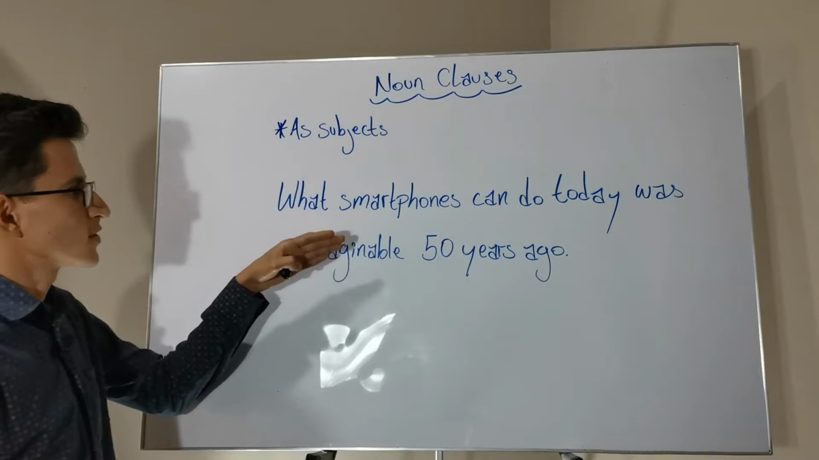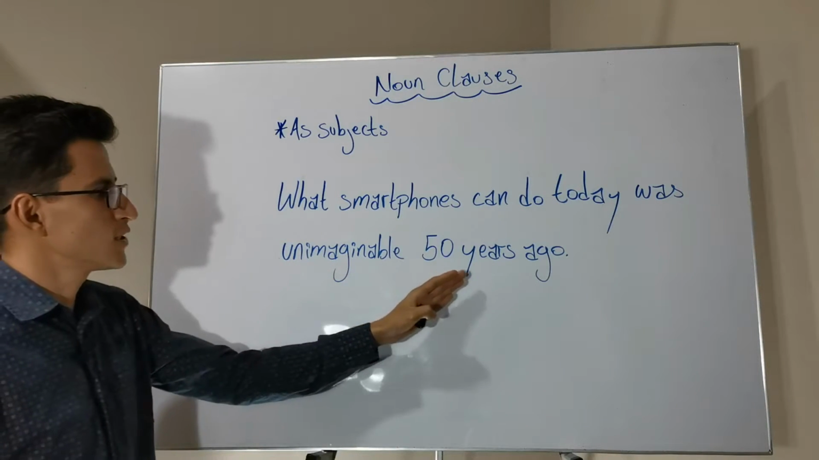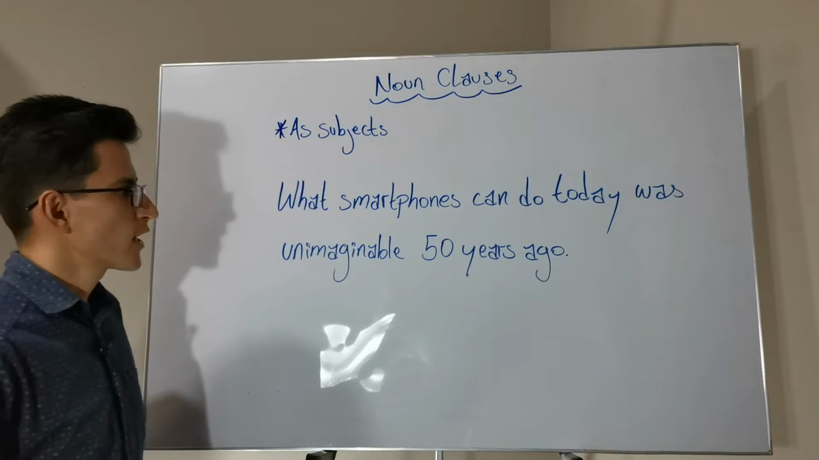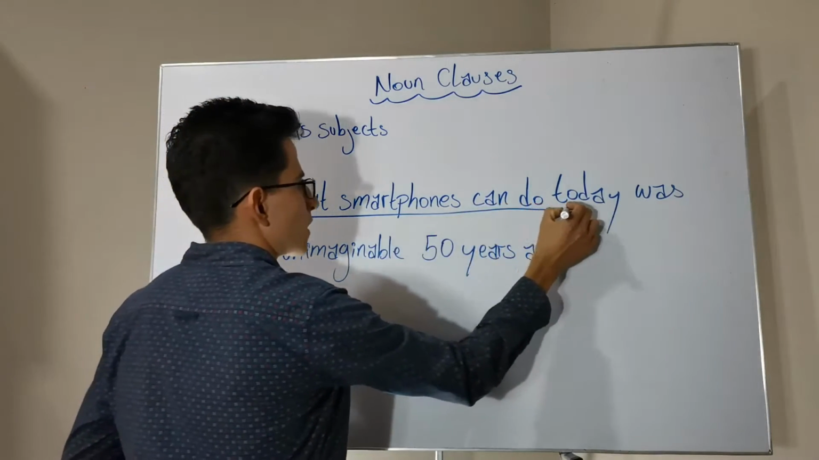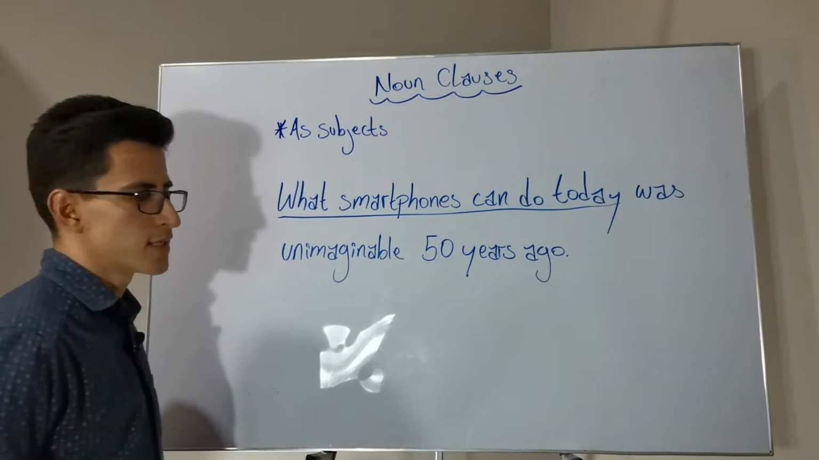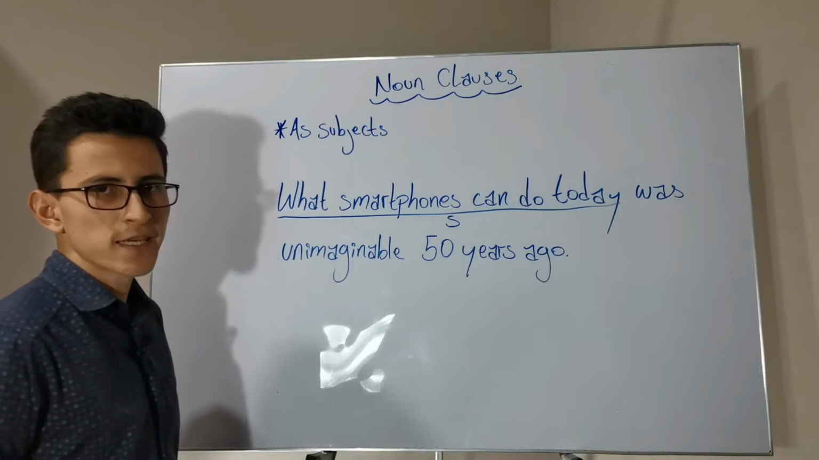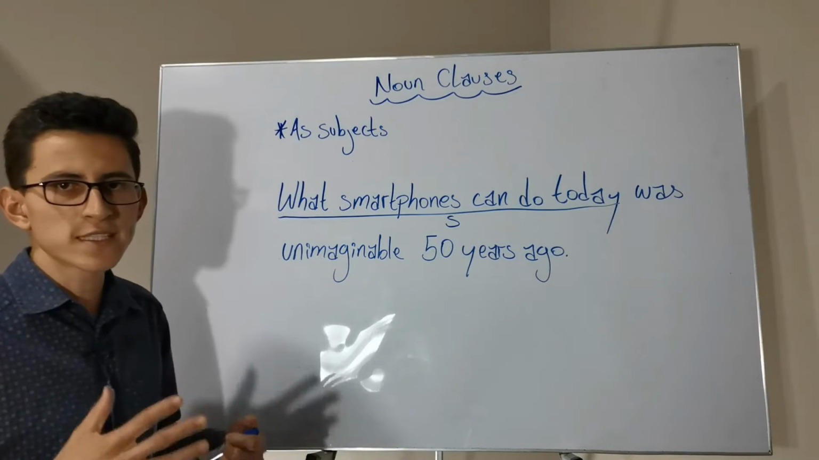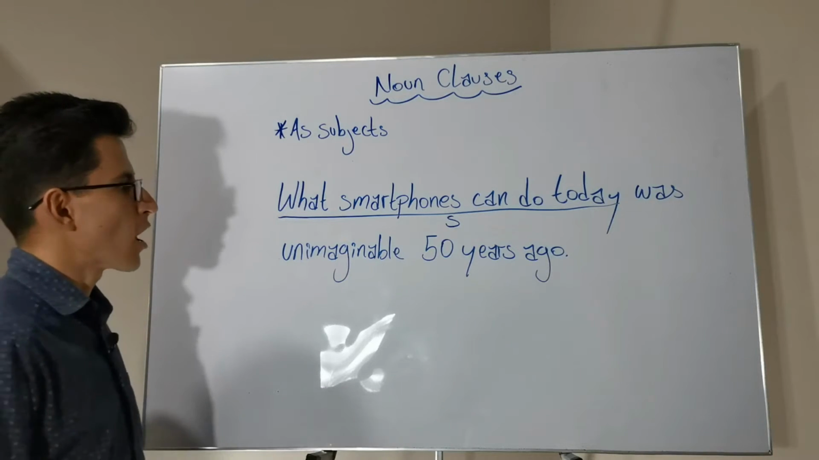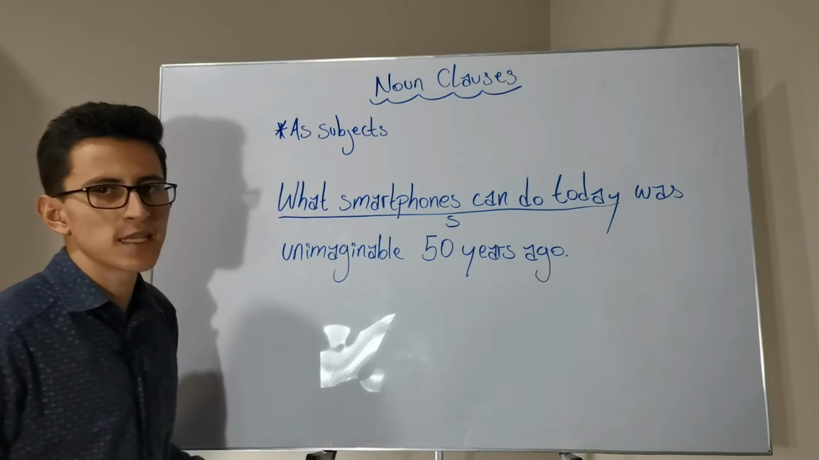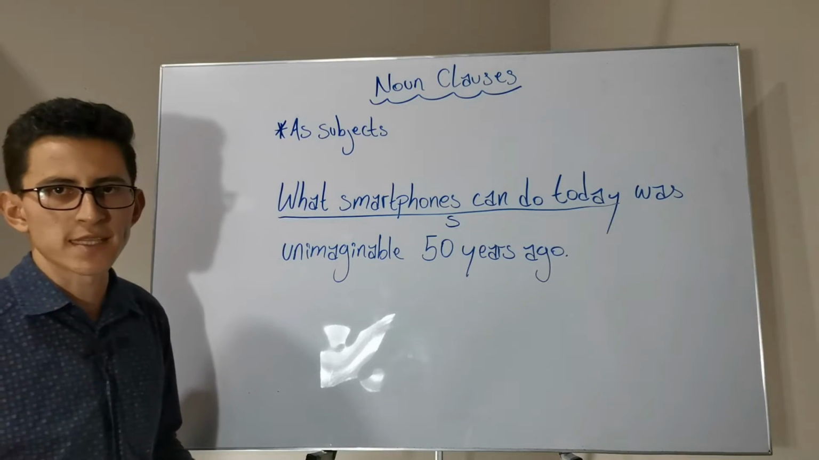What smartphones can do today was unimaginable 50 years ago. Here we have the noun clause, what smartphones can do today, and it is acting as the subject of this sentence. In the two examples that I have presented, we can find noun clauses at the beginning performing the role of the subject of the sentence.